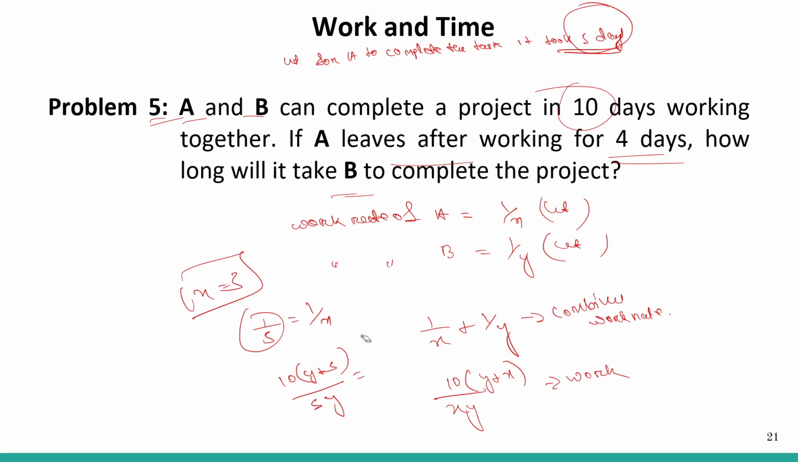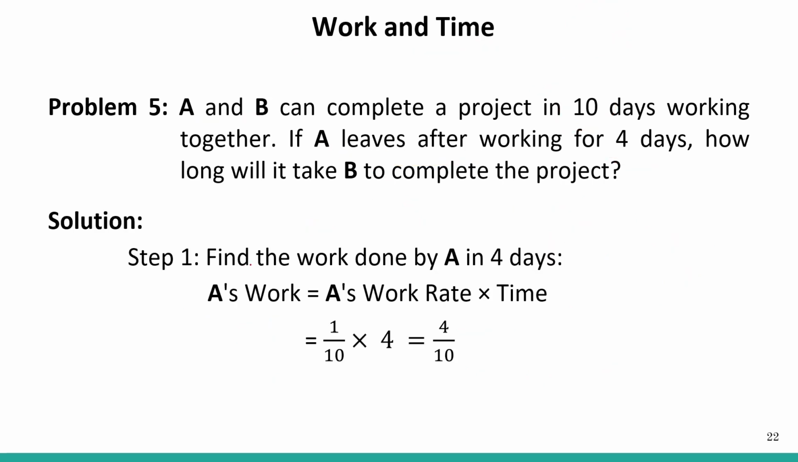So A and B work combinedly for 4 days. Then after that A leaves. So find the work done by A in 4 days: A's work rate into time. A's work rate is 1 by 10, into 4, that is 4 by 10. So actually here A can complete the project in 10 days, not B.